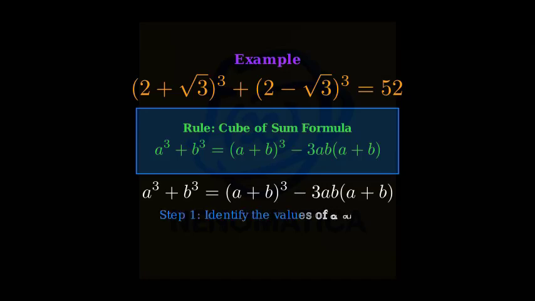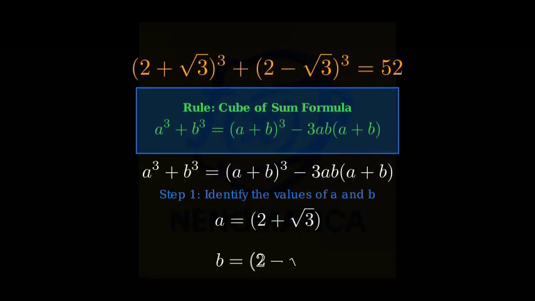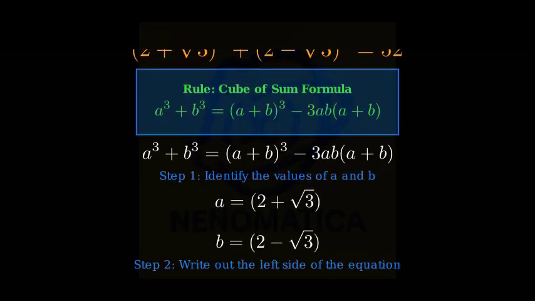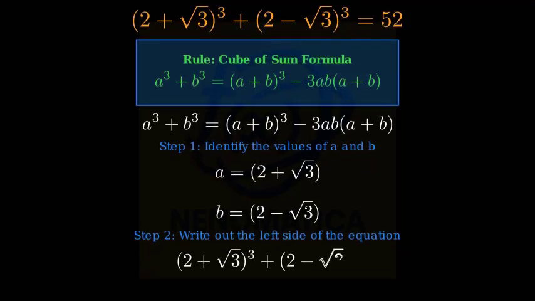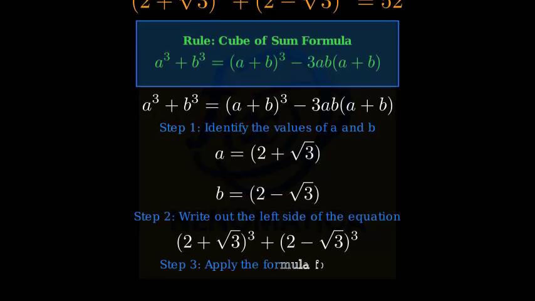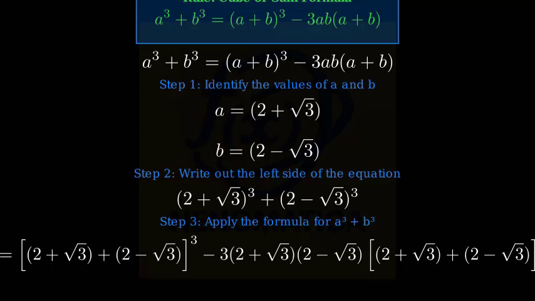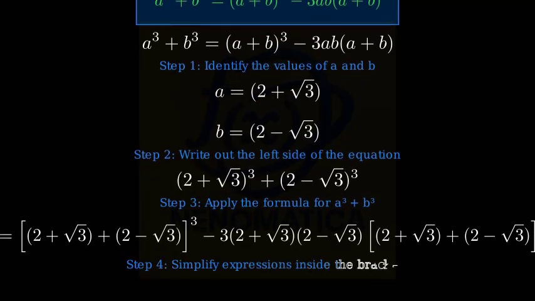Now, let's look at our original expression. We can identify that a equals 2 plus square root of 3, and b equals 2 minus square root of 3. Let's rewrite our original expression using these values. The left side of our equation is a cubed plus b cubed, which equals the quantity 2 plus square root of 3 cubed plus the quantity 2 minus square root of 3 cubed. Now we'll apply our formula for a cubed plus b cubed. According to our formula, this equals the quantity a plus b cubed minus 3 times a times b times the quantity a plus b. Let's simplify what we have inside the brackets.